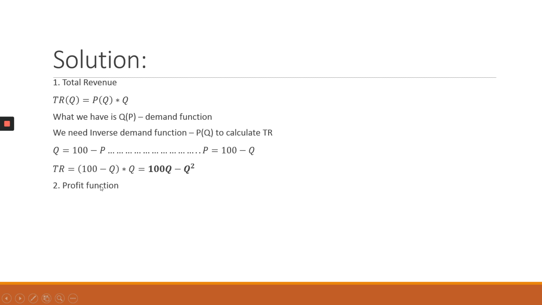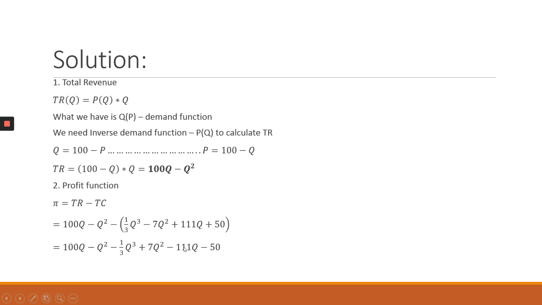To get the profit function, we are going to use now the new total revenue function we have derived together with the given total cost function. So profit is the difference between the two, total revenue minus your total costs, right? If you open the bracket and simplify, we'll find our total profit basically is equal to minus 1 third Q cubed plus 6Q squared minus 11Q minus 50.